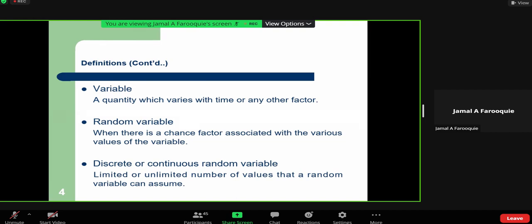We can move further. Any question? No, sir. Okay. So yes, can you please explain again this discrete and continuous?